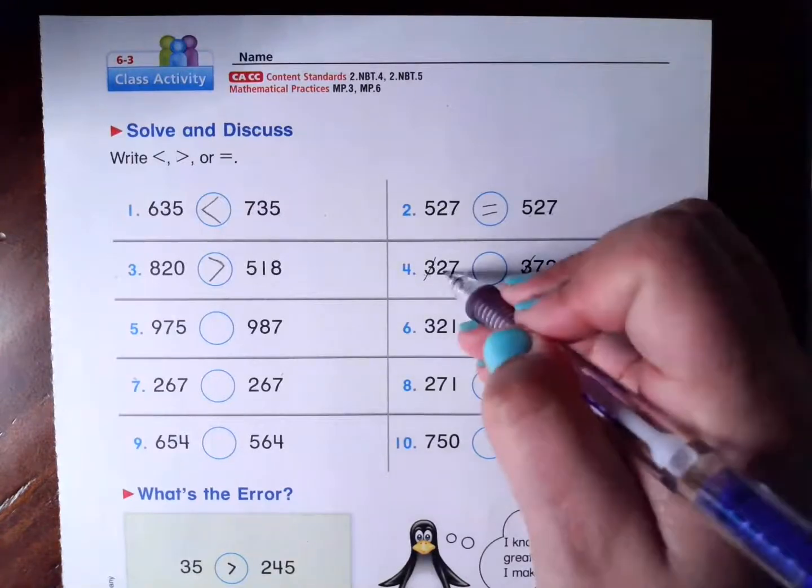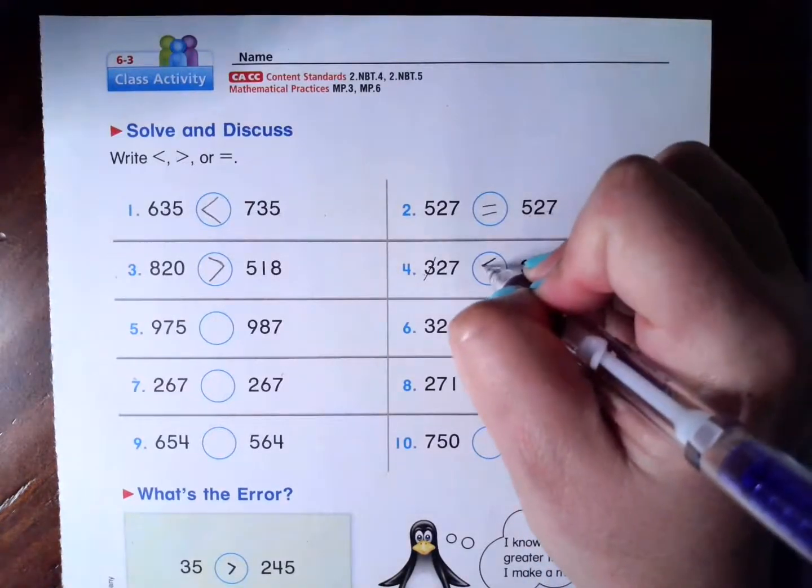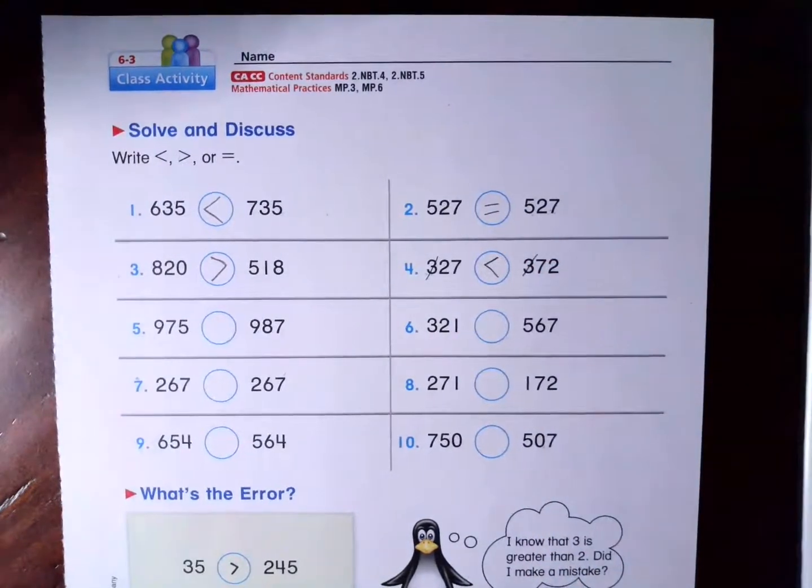So my 7 is bigger than my 2, so I'm going to draw the symbol that looks like that, which is the less than symbol. So we have 327 is less than 372. If you are ready to try 5 through 10 on your own, please pause the video and do that now.